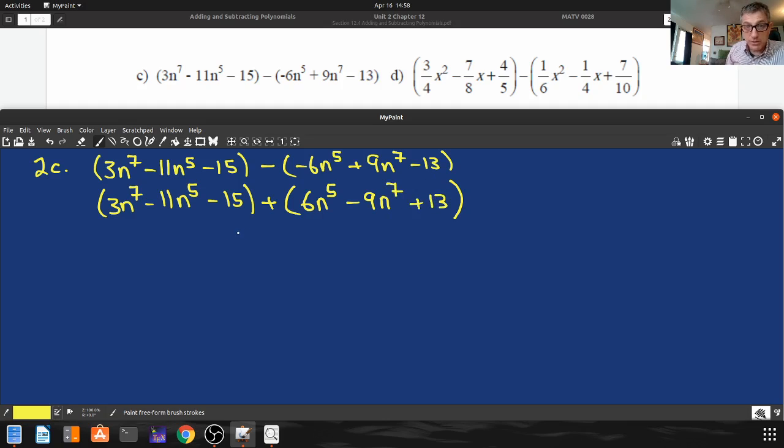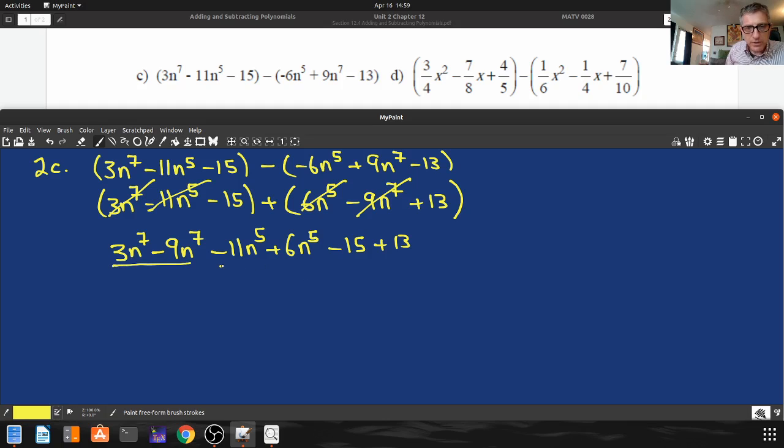So now I start by collecting like terms, starting with the highest degree term, which is the degree 7 terms. So that's 3 to the 7th minus 9 to the 7th. Now degree 5 terms, minus 11 to the 5th plus 6 to the 5th, minus 15 plus 13. So these are like terms, these are like terms, and so are these.